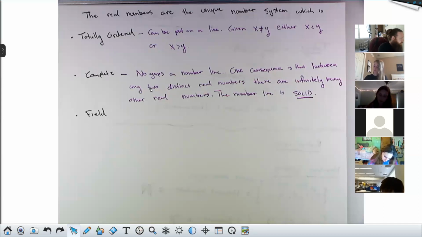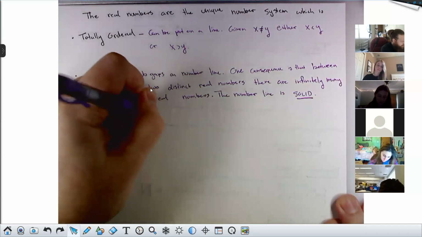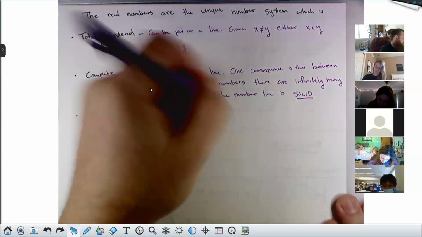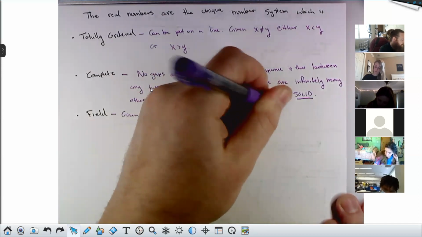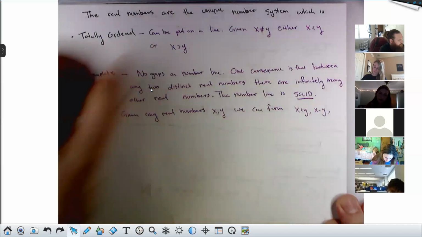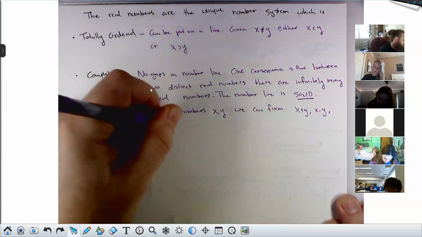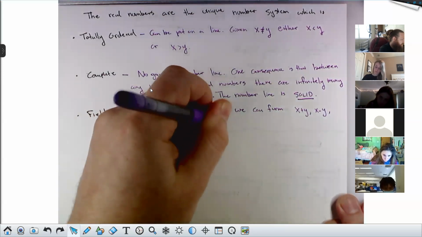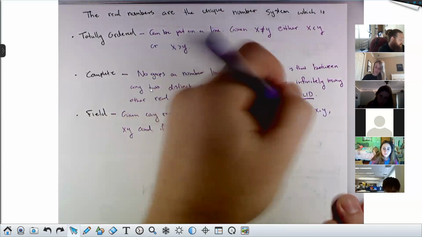All right, and then finally, it's a field. What do we mean when we say the real numbers form a field? Well, this means that given any real numbers x and y, we can form x plus y, x minus y, x times y, and if y is not equal to 0, we can form the quotient x over y, and all of these are themselves real numbers.